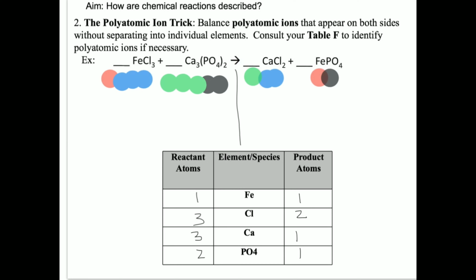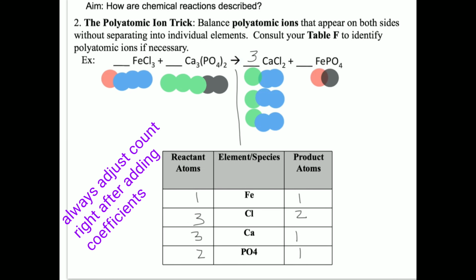Looking at our chart or our pictures, we can see that every element is out of balance except iron. Let's begin by balancing the calciums. To correct the calcium imbalance, where I begin with 3 but only end with 1, what we can do is add a coefficient of 3 to our calcium chloride. So now that we have 3 calcium chlorides, that means that we have 3 calciums and 6 chlorine elements, as seen in the picture above.